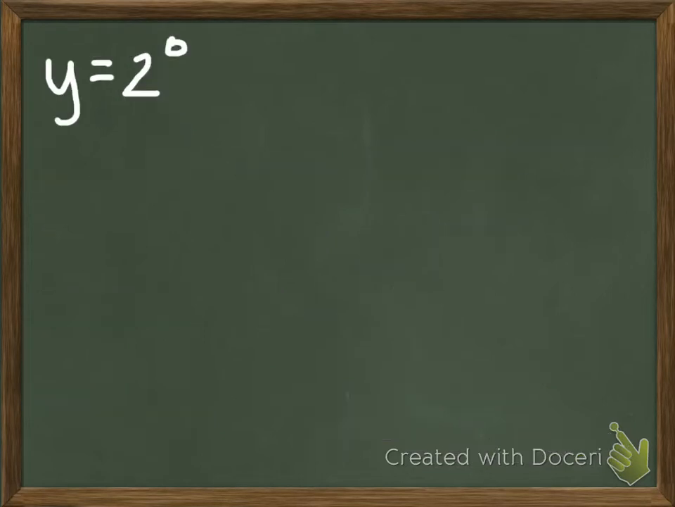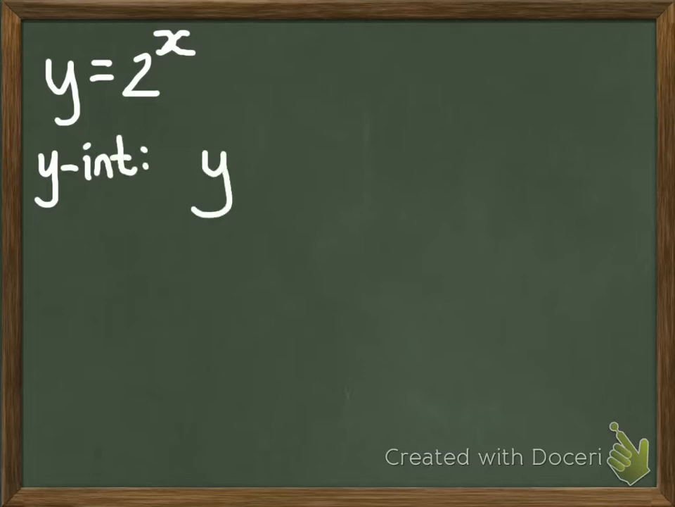All right, my last graph, and again I was ahead of myself and made it 2 to the naught instead of 2 to the x. So we're going to be looking at the graph y equals 2 to the x, and again finding my y-intercept and my x-intercept. So remember, my y-intercept, we're going to make x 0. So y equals 2 to the 0, and let's see what you remember. Well, from exponents, 2 to the 0 is 1. So when x is 0, y is 1.